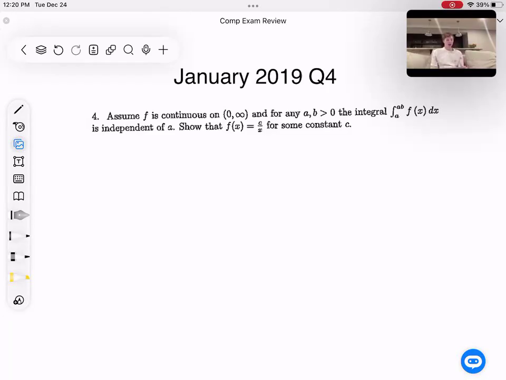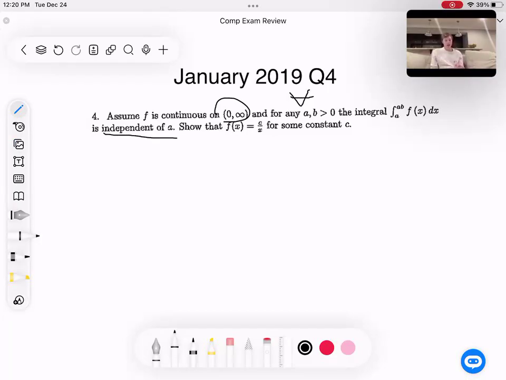It says, assume f is continuous on the interval 0 to infinity, and for any a, b greater than 0, the integral from a to ab of f of x dx is independent of a. So basically, what that's saying is no matter what our value of a is, this integral is going to have a fixed value. It is our goal to show that f of x is equal to c over x for some constant c.